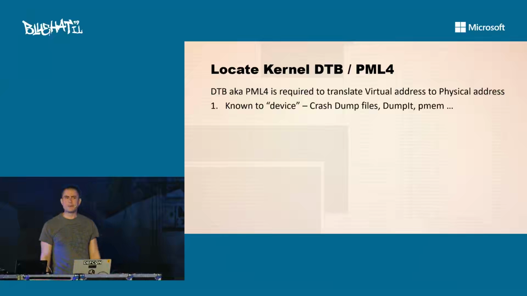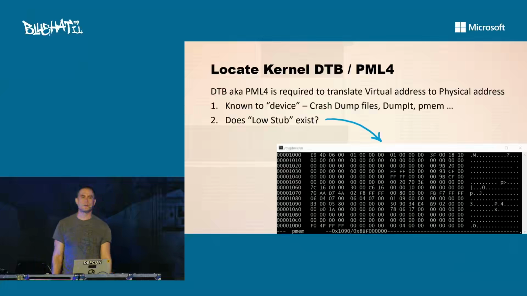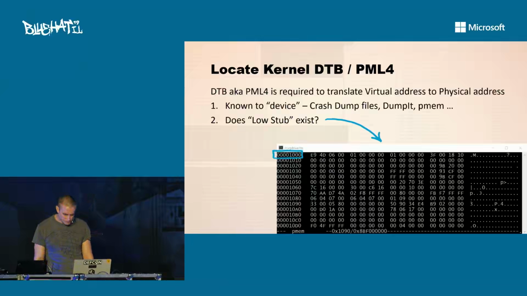But if we are using the FPGA or a raw linear memory dump, for example, we don't have that luxury, so we can look for something called the low stub. Initially, a couple of years ago, I didn't know what this was. I only knew it was super useful for my purposes. It was a memory structure that was usually, not always, but usually located at offset 1000 in physical memory in hex.